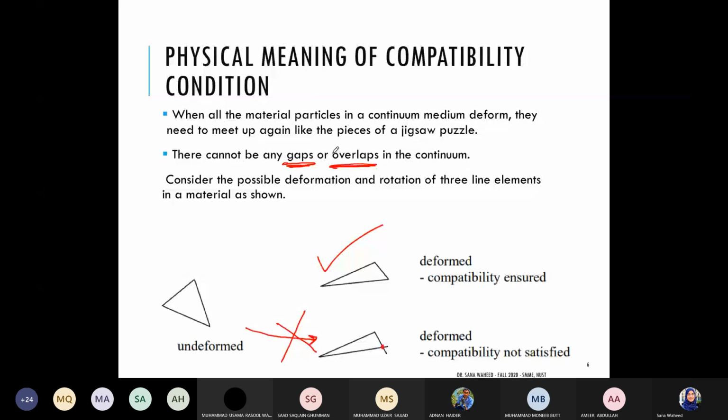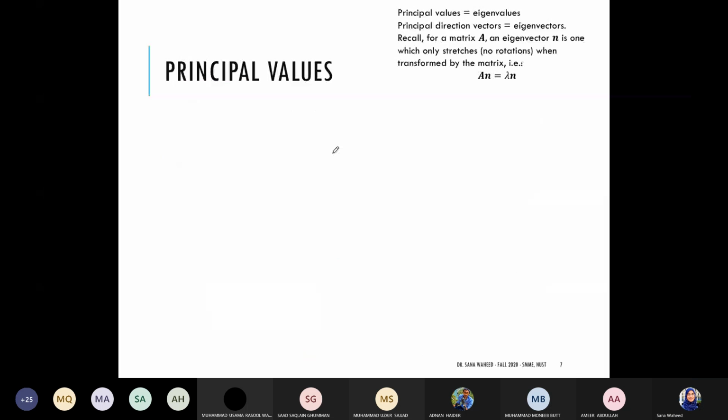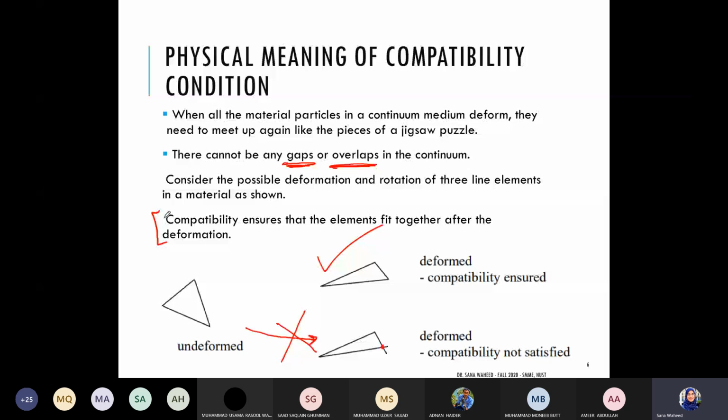Compatibility. Yes, so this is a good way to put it. It makes sure that all of the particles of our body fit back together without any overlap or any gaps between them. Okay, all of those particles. The elements I used were because I was using the lines as an example, but it's about the particles in the body, right? So that's what compatibility means, right? Any questions?